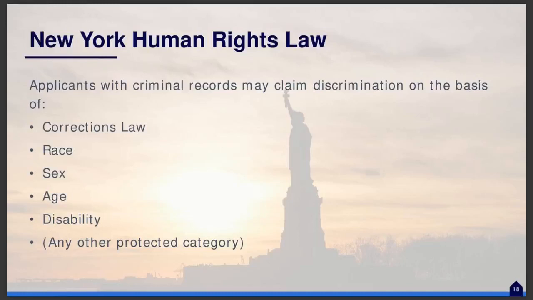So again, corrections law violation is a specific protected category under the human rights law. The human rights law, again, allows you not even to inquire about, much less base decisions on, arrest records that didn't result in convictions. I just want to note here too that in New York, obviously, race, sex, age, disability, and other forms of discrimination are illegal. It is possible that someone would claim race discrimination on the basis of being denied employment allegedly because of their criminal history.